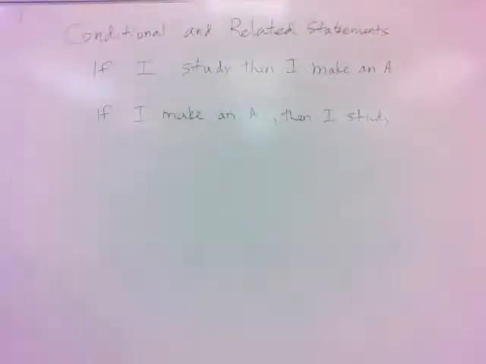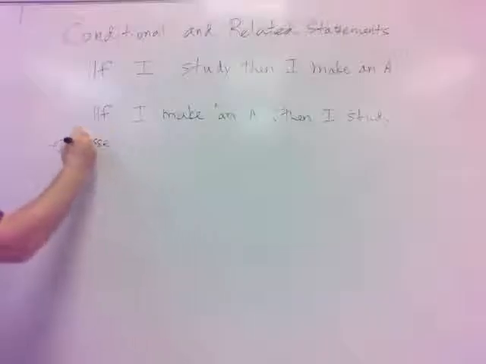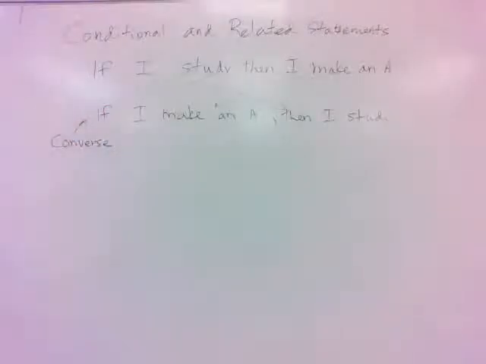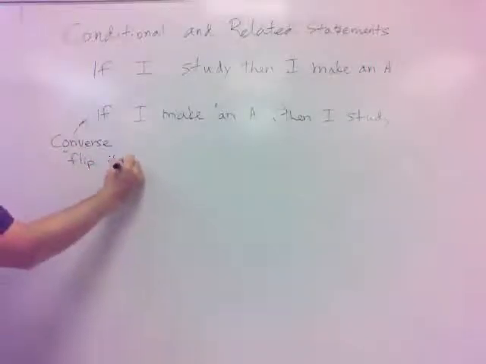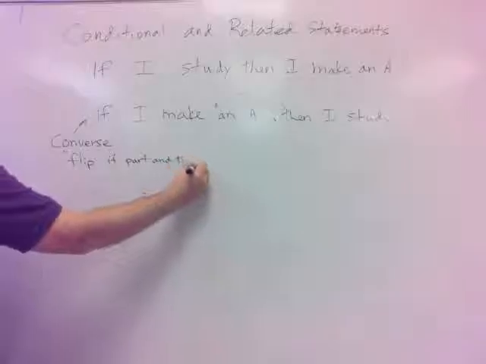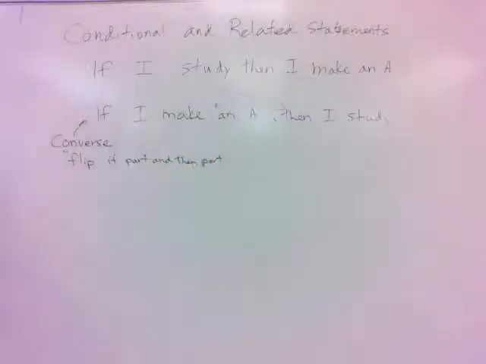Well, what I did there was I flip-flopped the roles of the P and the Q, right? I made the I study part the then part. I made the I make an A part the if part. Well, if you do that, that is called what is known as the converse. The converse, and the way I describe it is, you flip the if and the then part. So the converse will do the flip of the if part and the then part. Okay? All right.